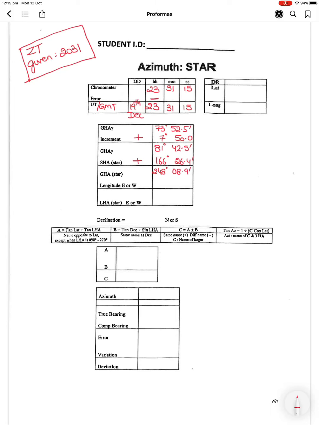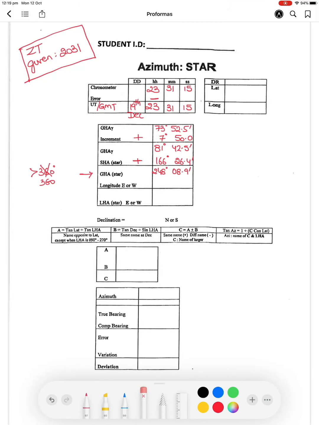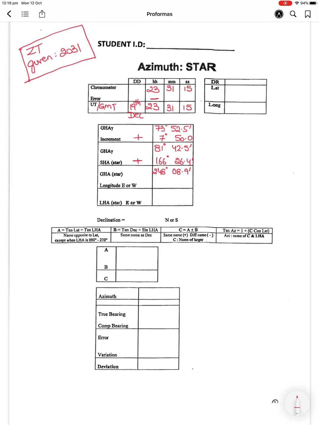Now remember, if you are adding increment and SHA to GHA, and if your GHA star becomes more than 360, then subtract 360 from it. In this case it is less than 360, that's fine. If this value was more than 360, then you will subtract 360 from it. So if it was 400, you will subtract 360, it would have become 40 degrees. So GHA star can never be more than 360.